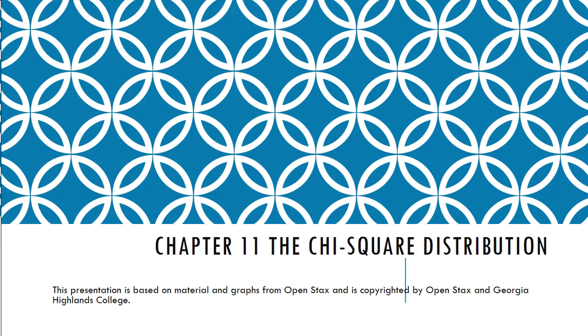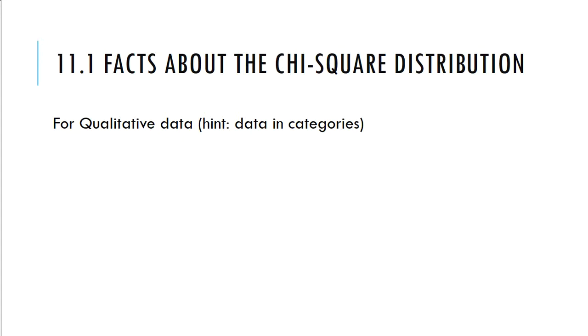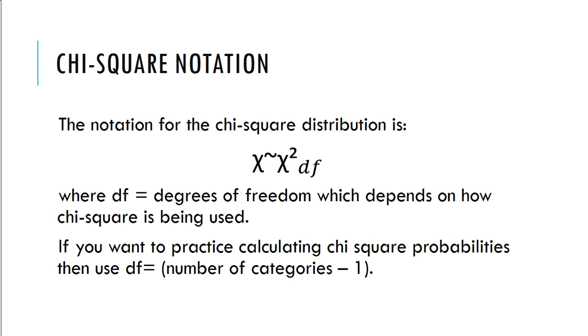So now we're going to talk about the chi-squared distribution. For chi-squares, you're going to use qualitative data, and remember that's data in categories. You wouldn't use this for quantitative data, and in a few minutes you'll see why. So first of all, let's look at the notation for the chi-squared distribution.